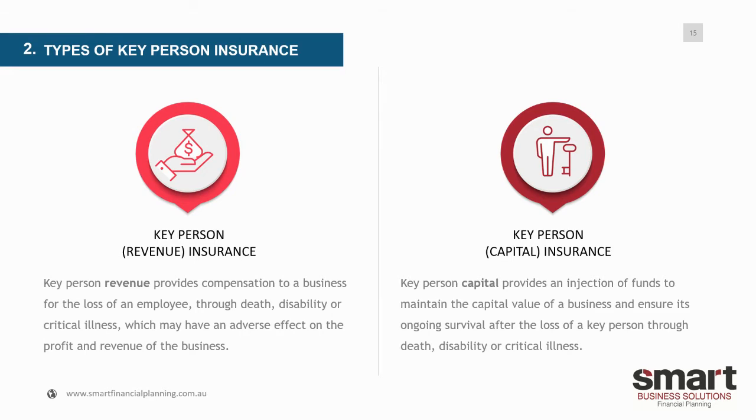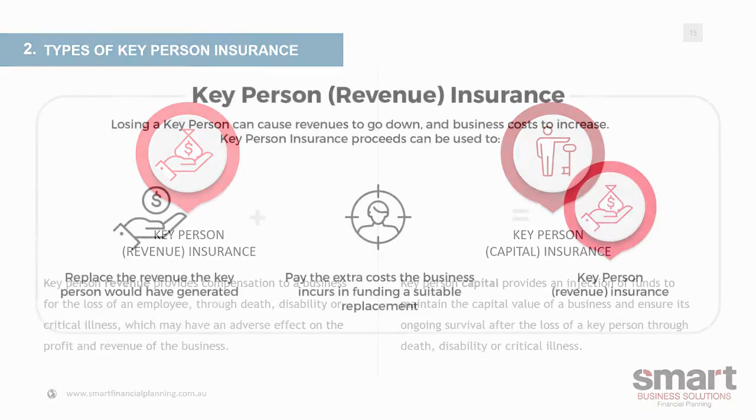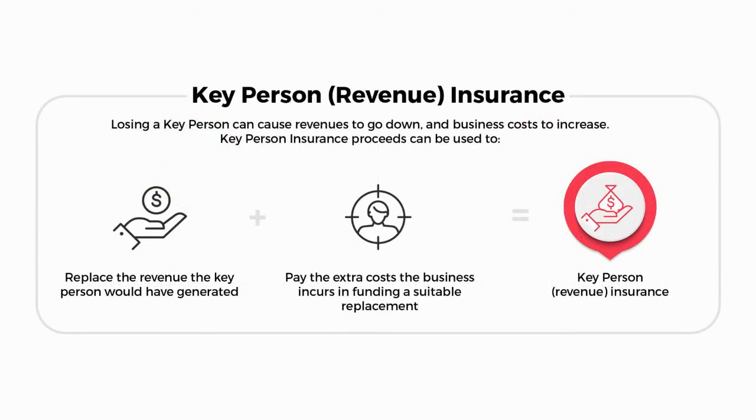Basically, if you've got a key person that generates a lot of the revenue for the business and you have a business loan that is heavily dependent on that, you may include key person capital as a way of getting a lump sum that would pay that debt out should something happen to one of the key people in the business.